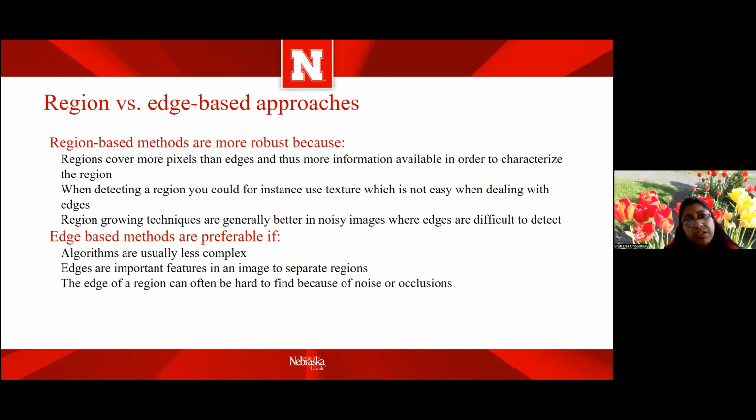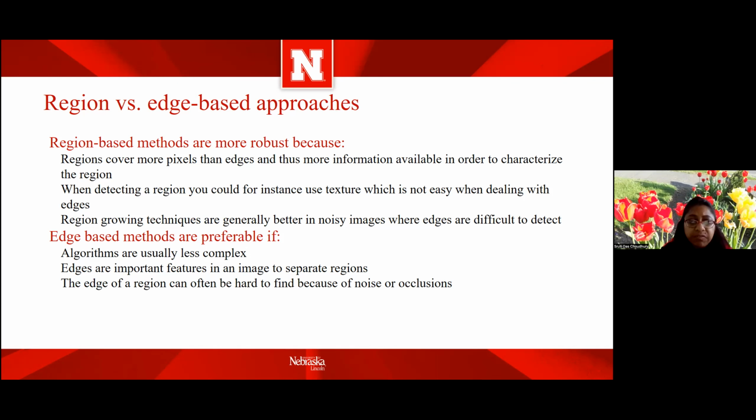And region versus edge-based approaches. Region-based methods are more robust because regions cover more pixels than edges, and thus more information is available. When detecting a region, you could, for instance, use texture, which is not easy when dealing with edges. And region growing techniques are also available, like active contours, which give a very good choice of segmentation algorithm when detecting thin structures is needed.